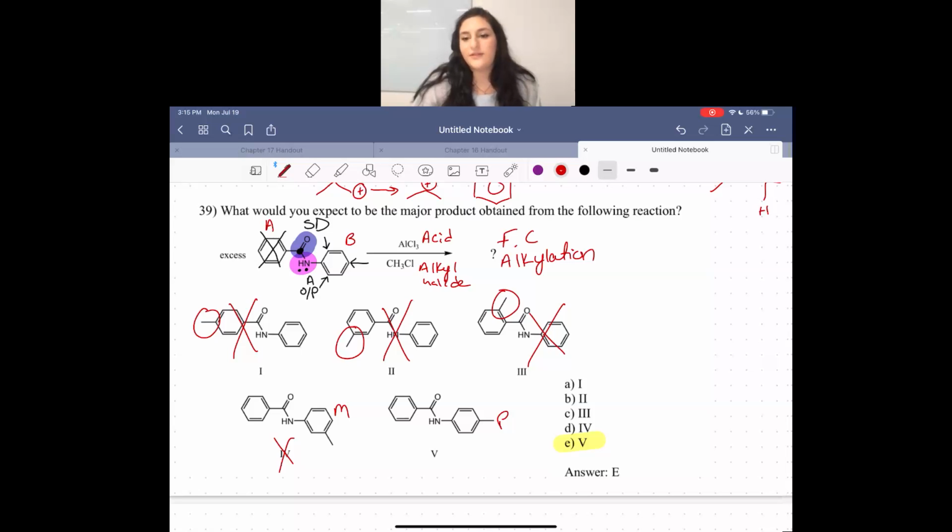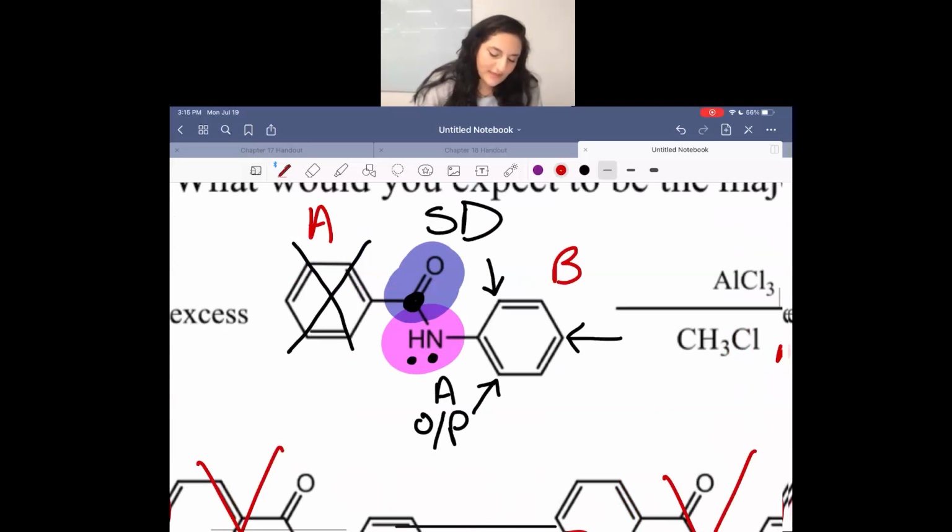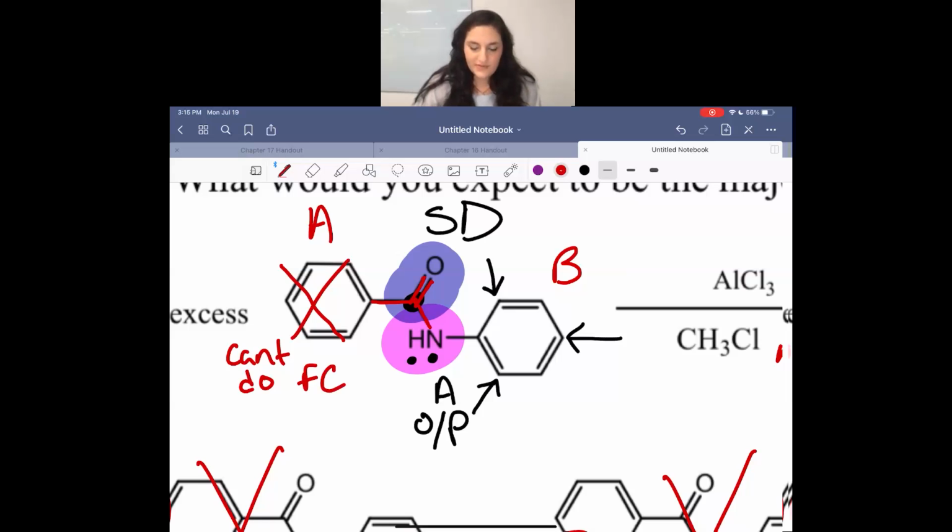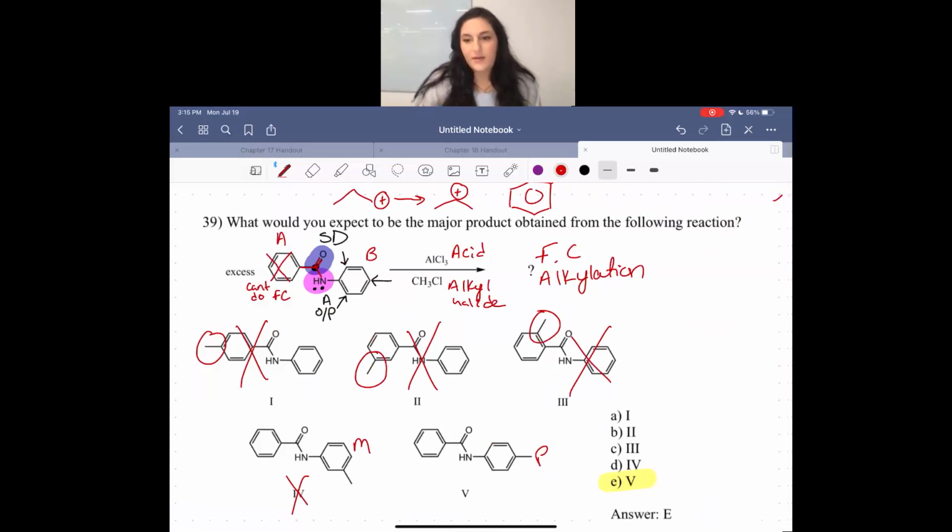Okay, so just to reiterate, ring A was crossed out because Friedel-Crafts cannot happen with a strong deactivator, and ring A is attached to a carbonyl, which means it's a strong deactivator. So this ring cannot do Friedel-Crafts. So for that reason, 1, 2, and 3 can be immediately crossed out.